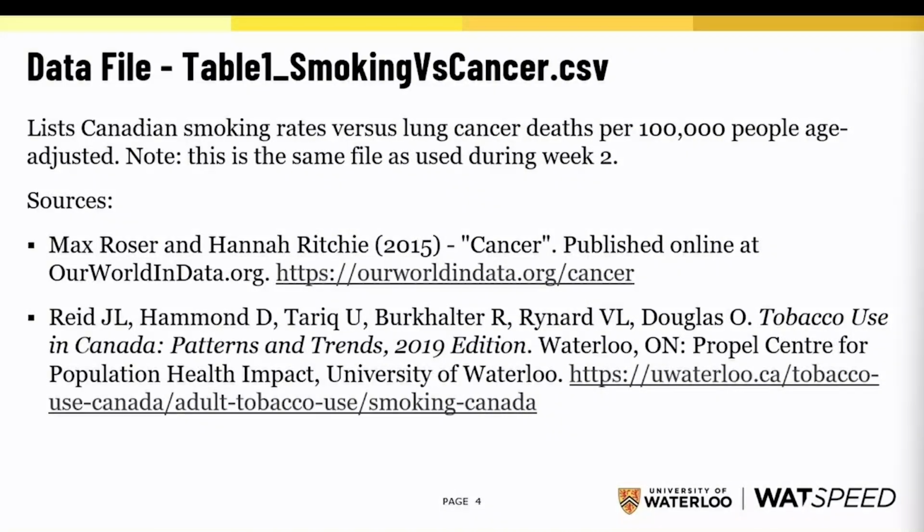Let's remind ourselves of our data file. We'll be working with Table 1 smoking versus cancer.csv, and this lists Canadian smoking rates versus lung cancer deaths per 100,000 people age adjusted. Now remember, this is the same file that we used in week 2 to run our original regressions. The data sources are listed below.